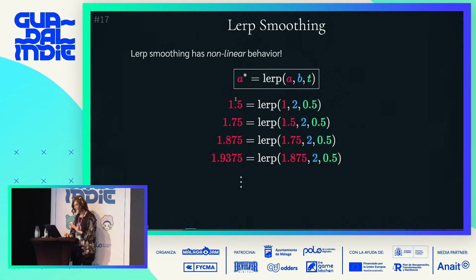Notably, the step between all of these values decreases over time. It becomes smaller and smaller and smaller. That's why we have this nonlinear behavior, because the percentage of halfway becomes shorter and shorter.